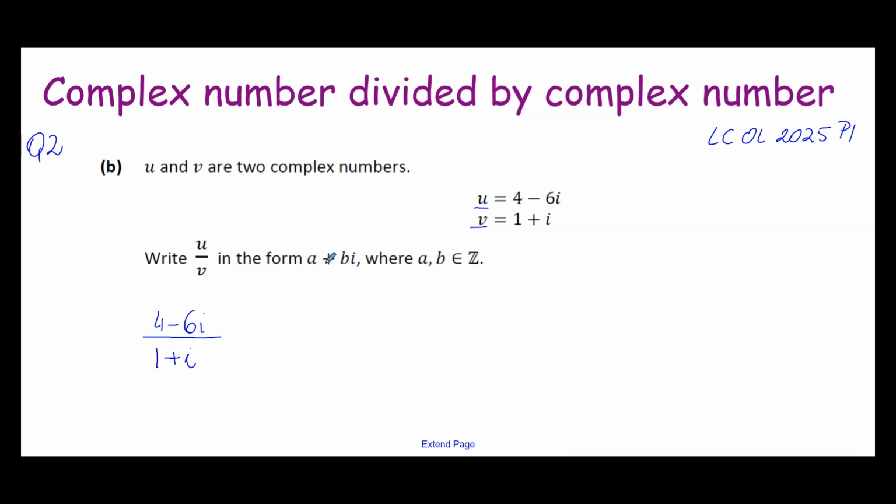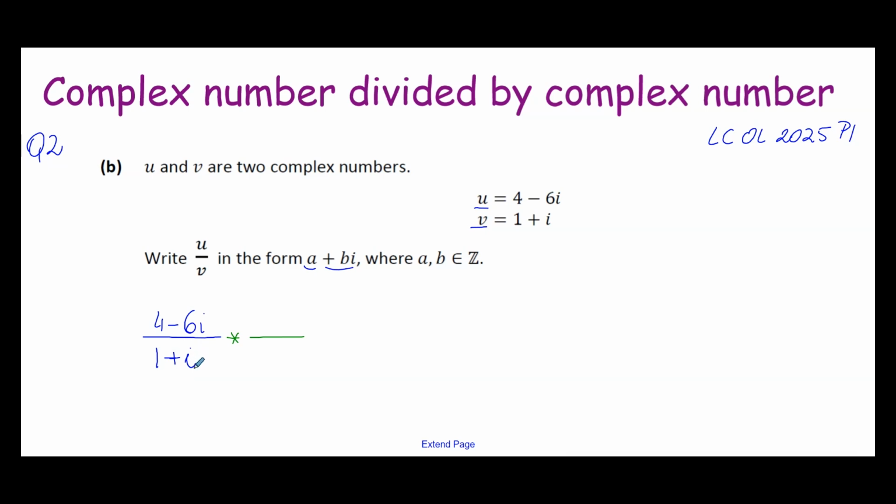And we have to write it in this form, meaning not as a fraction, but as a complex number that has a real value and then an imaginary value. So how do we deal with a complex number divided by a complex number? We multiply the top and the bottom by the conjugate of the bottom number.